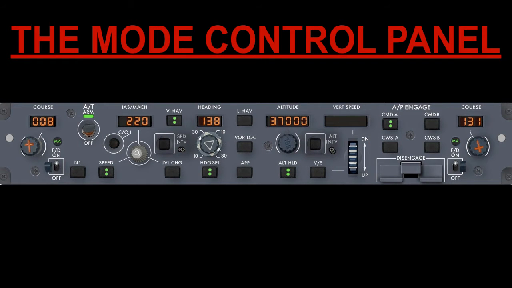This is a picture of the mode control panel we will be discussing. There are various buttons and functions which we will discuss a little later in the video. But what is the mode control panel for? It is where the datums set by the pilot are entered. These datums are then fed to both the flight director system and the autopilot.